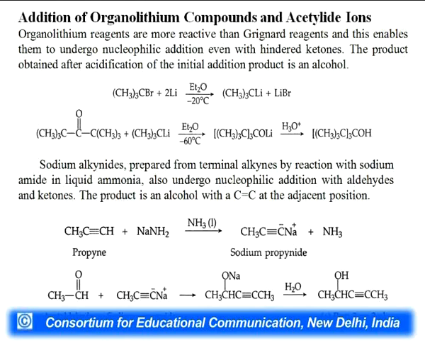Sodium alkynides prepared from terminal alkynes by reaction with sodium amide in liquid ammonia also undergo nucleophilic addition with aldehydes and ketones. The product is an alcohol with a carbon-carbon triple bond at the adjacent position. So, you can see that sodamide, when it reacts with propyne, a terminal alkyne because the triple bond is on the terminal position, will first give sodium propynide, and then we will get the alcohol. This is pent-3-yn-2-ol on hydrolysis of this addition product.